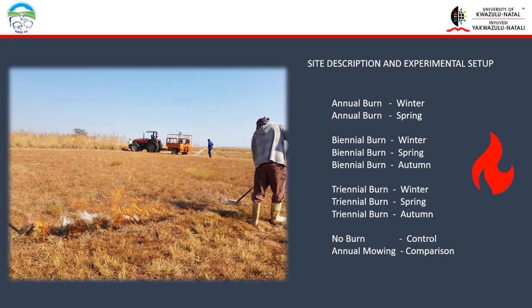Ten treatments were included for the purpose of the study. Plots were left ungrazed, with treatments consisting of annual burning in winter and spring, and biennial and triennial burning in winter, spring or autumn. Control treatments were left unburned, and an annual spring mow was included for comparison.